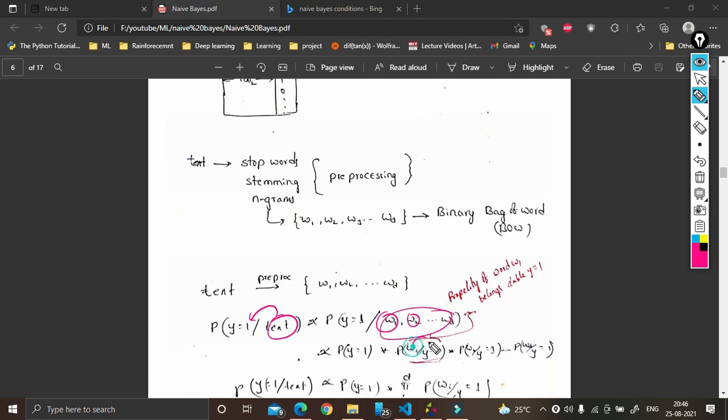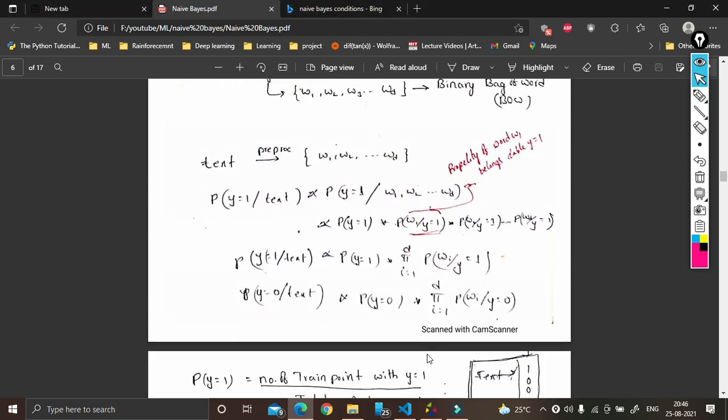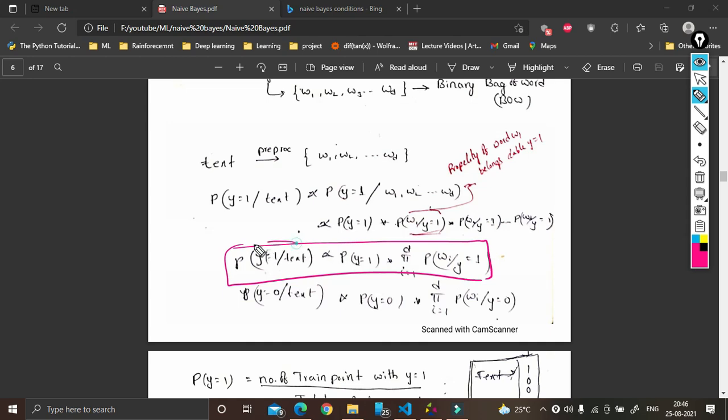For each word, we check whether the word belongs to class 1, word 2 belongs to class 2, word 3 is present in some class. We get the probability according to that, and finally we get some proportional probability. Here we only get the proportional probability that the given text belongs to class 1 or not. For class 0 also we get some probability. Whichever probability is more, we classify the text as class 1 or class 0, that means the review is positive or negative.